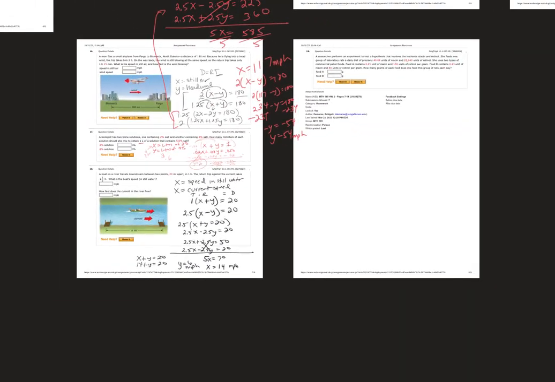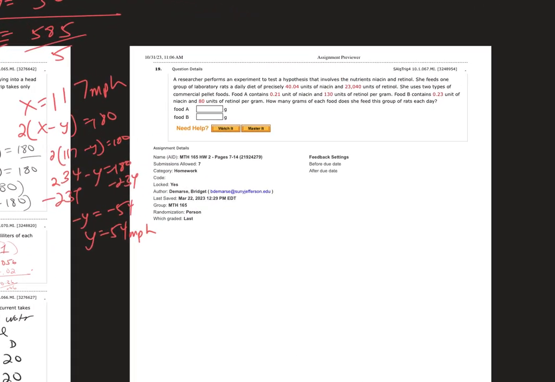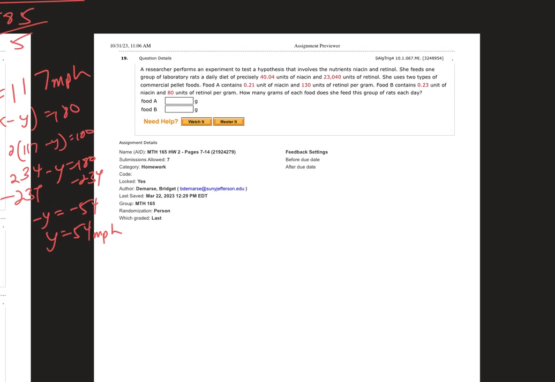Okay, we have one last question to take a look at. A researcher performs an experiment to test a hypothesis that involves the nutrients niacin and retinol. She feeds a group of laboratory rats a daily diet of 40.04 units of niacin and 23,040 units of retinol. She uses 2 types of commercial pellet foods. Food A contains a certain amount of niacin and retinol, and food B contains a certain amount of niacin and retinol. And she wants to know how many grams of each food she feeds this group of rats each day. So let's take a look at our variables.